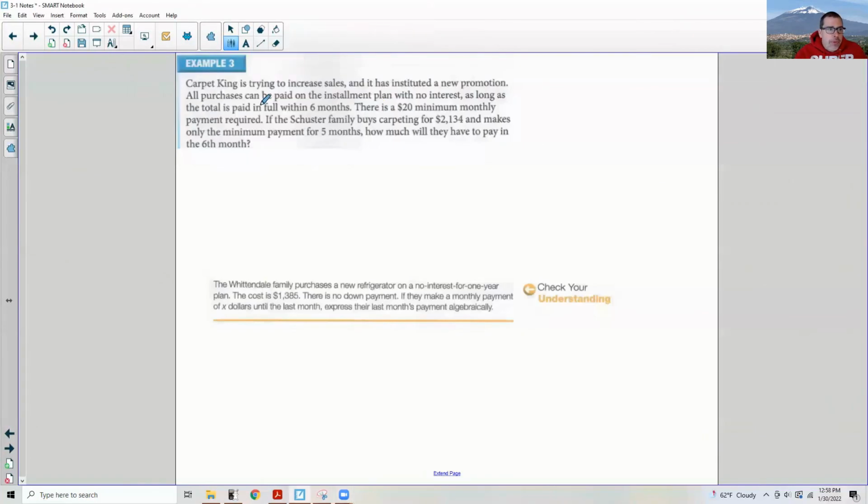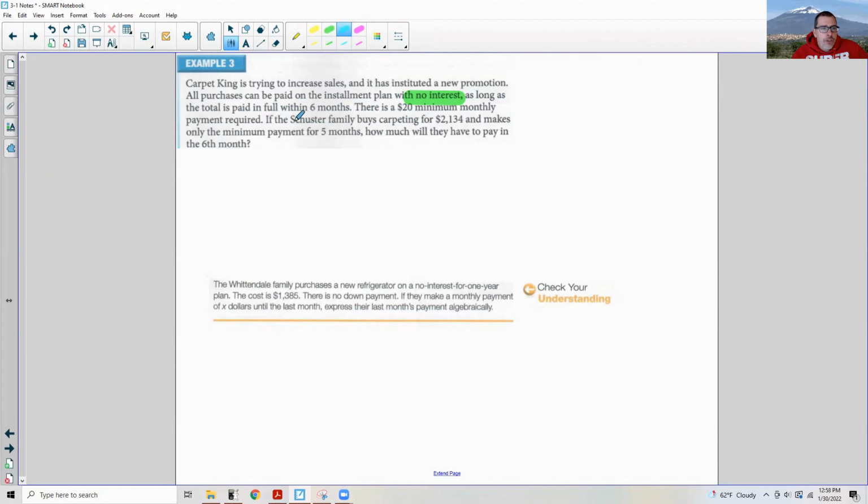Okay, example 3. Carpet King is trying to increase sales, and it has instituted a new promotion. All purchases can be paid on the installment plan with no interest. Okay, so they're trying to get people in their door and buying something. So it puts someone into a purchase, and it gives them an obligation to pay, and they have to pay the total within 6 months. If they don't, then they'd probably charge interest after that. So that's how they get the sale, get people hooked, if you will. And it's an incentive. There is a $20 minimum monthly payment required.